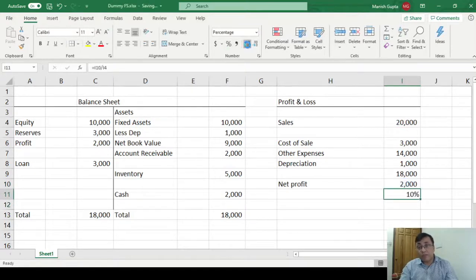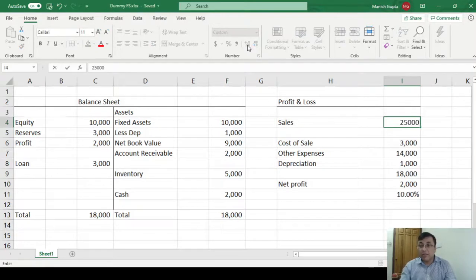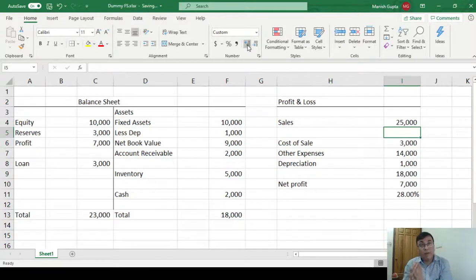So the first thing that will happen when you are recognizing a fake sale, let's say you have recognized $5,000 of sales which is fake, not real, is that you will change this to $25,000. Your profitability will jump from 10% to 28%. This means that when you are comparing the financial profitability from one period to another, there will be a jump in the profitability. So that is the first red flag.